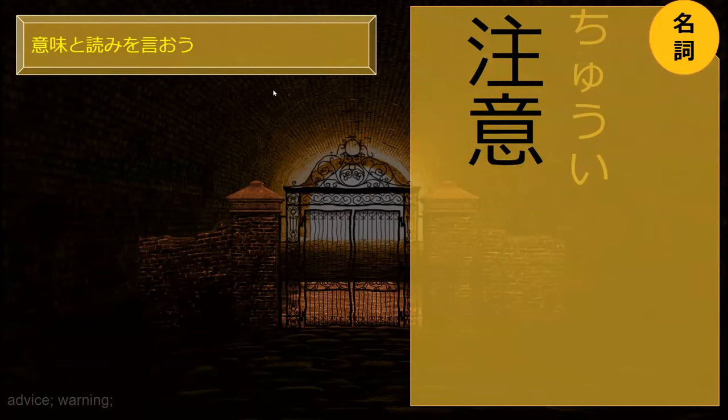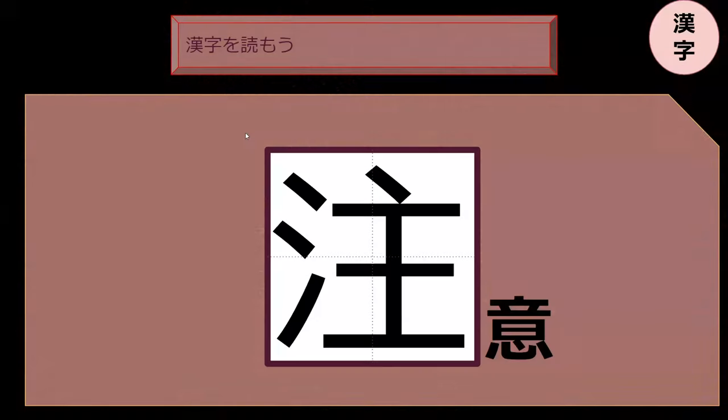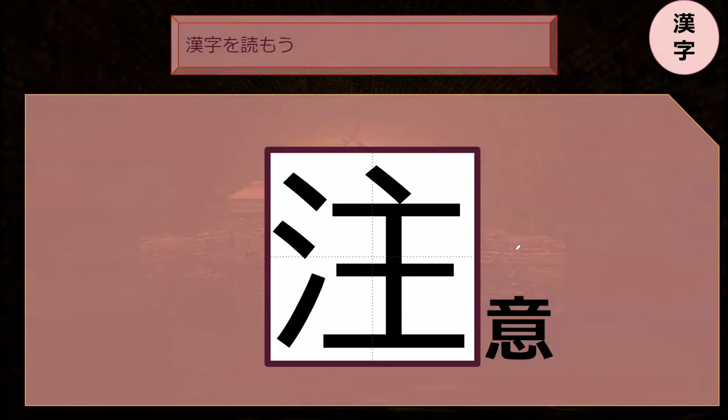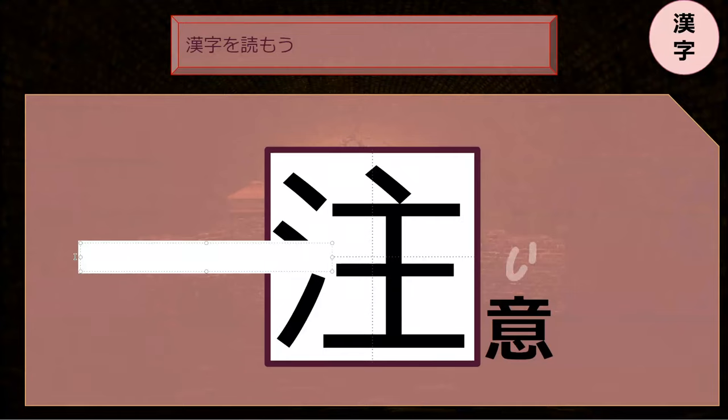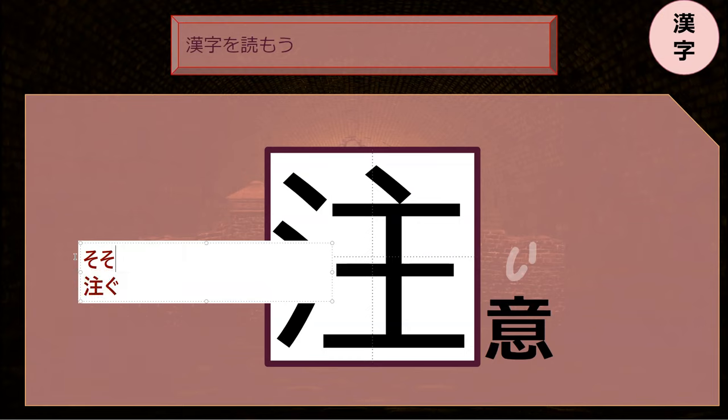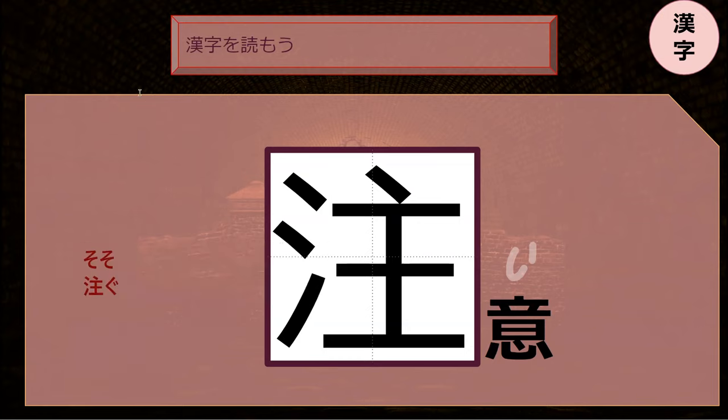Chūi is advice or a warning. Chūi. Ends with I. You know what it started with? Chū. As a really random thing, chūi has the same kanji as sosogu, which means to pour, that we saw earlier with Nebody pouring tea today. So I have no idea why this kanji is here. Be careful when you pour the tea. Chūi, the tea's hot.